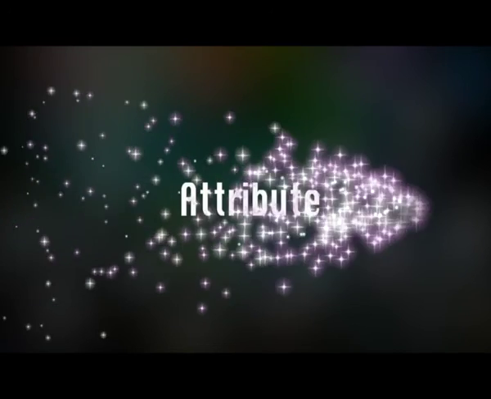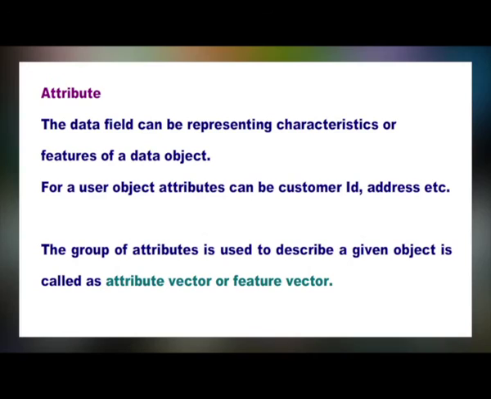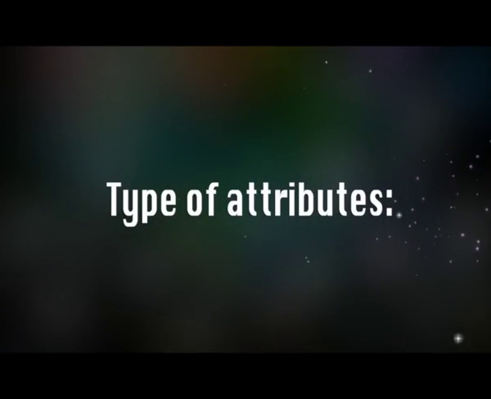The next concept is attribute. A data field can represent characteristics or features of a data object. For a customer, object attributes can be customer ID, address, etc. The set of attributes used to describe a given object is called an attribute vector or a feature vector.